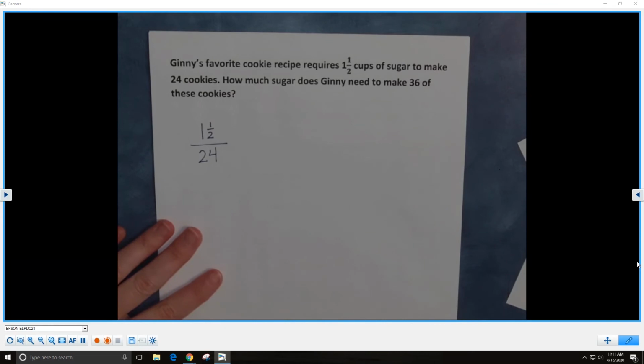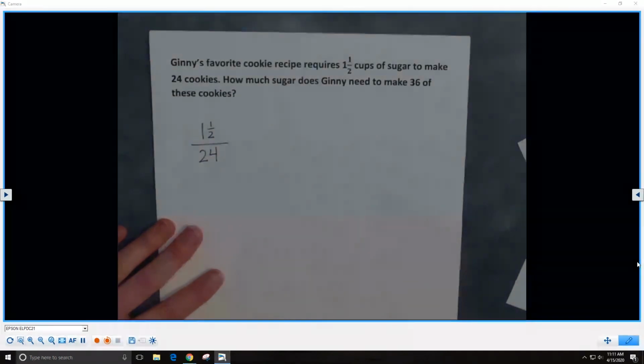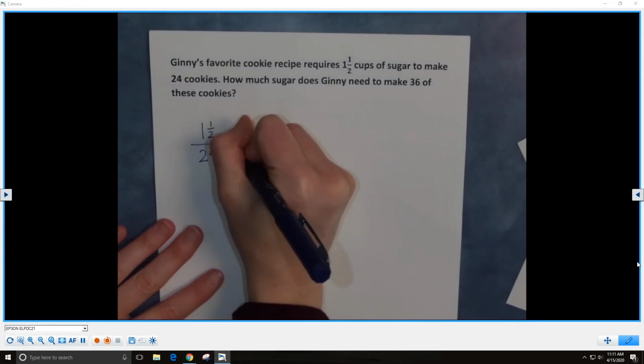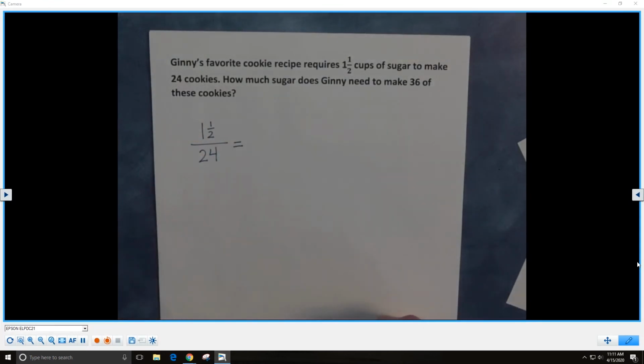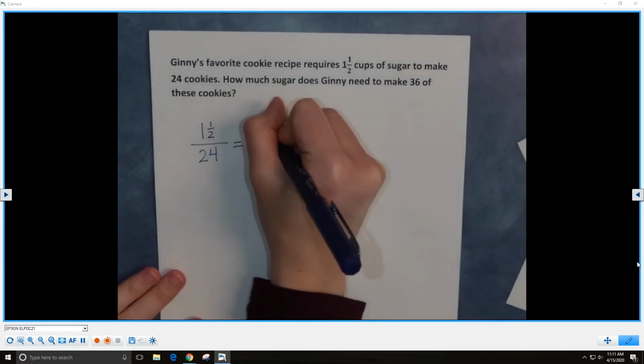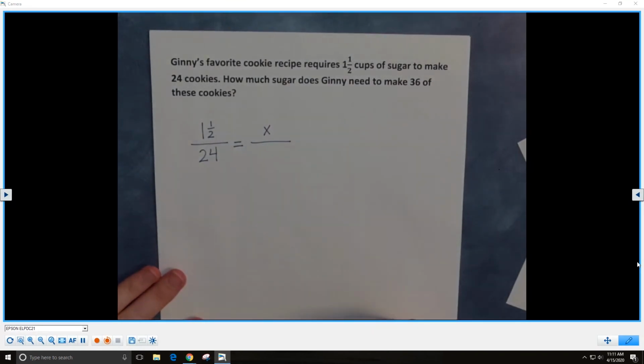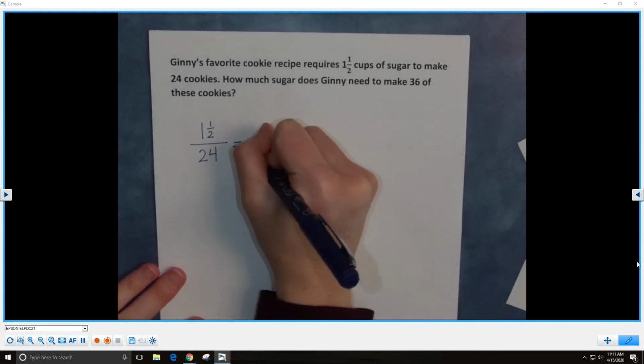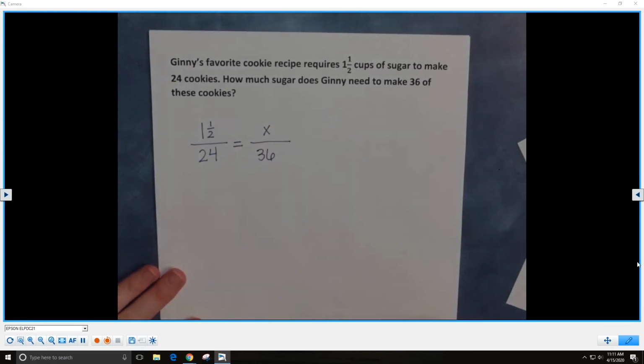We know that this should be a proportional relationship. Otherwise, the cookies will be too sweet or not sweet enough. So we can set up a proportion. Recall that a proportion is an equation with an unknown. So if it takes 1.5 cups of sugar to make 24 cookies, how much sugar, which we're going to represent with X, will it take to make 36 cookies?